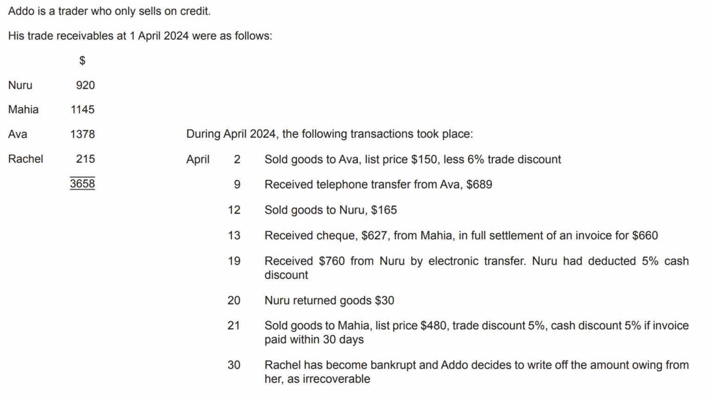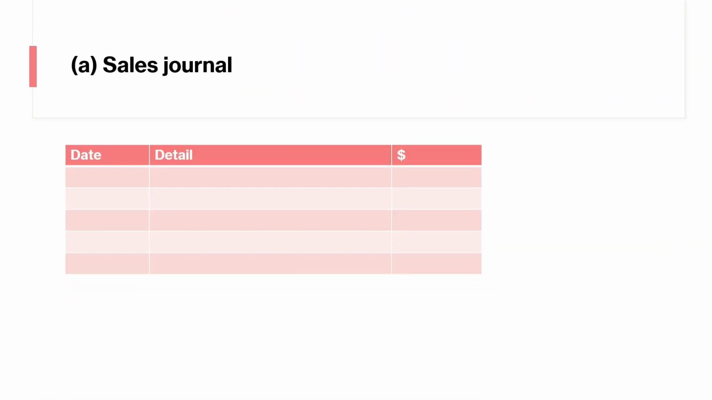Here the question provides us with some information. First we have some balances as at 1st April 2024 and then the transactions for the month of April. So let's take a look at part A. Part A, we are supposed to prepare the sales journal.